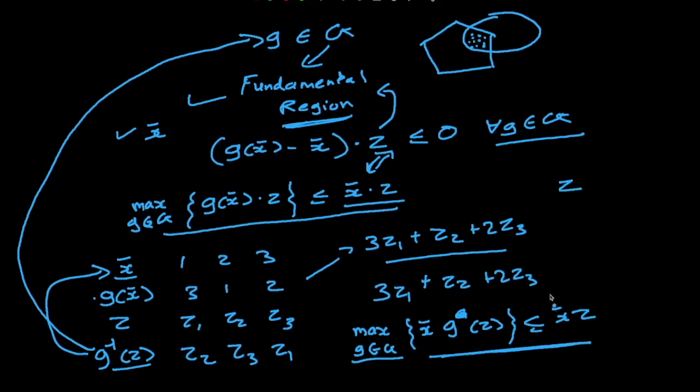So for z to be in the fundamental region, according to this, it has to be lexicographically maximum, lex max, under this operation, right? If I multiply it with x bar and take the permutations of its indices under this set of permutations, then this particular point is the maximum of all of that. So z is basically the lexicographically maximum point under this kind of an operation. So we are going to use this to prune our search tree. Let's see how we can do that.